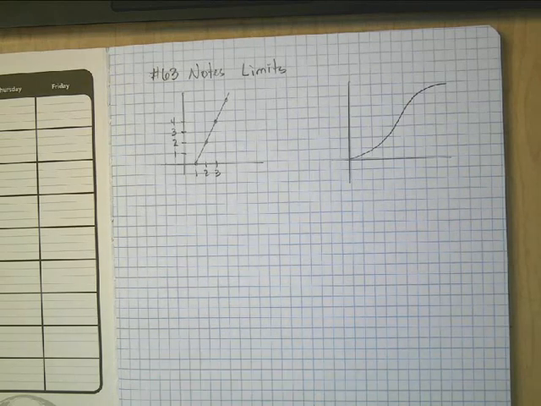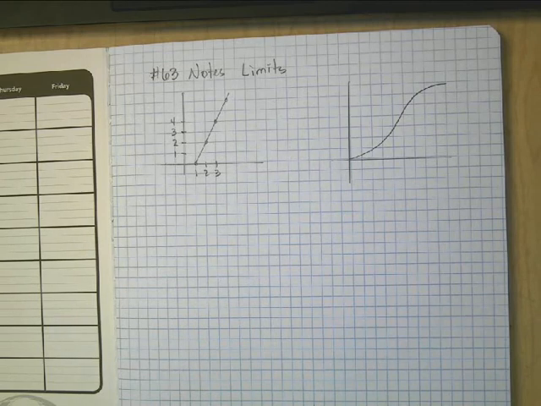Okay, so today we are going to be talking about limits. Limits is when you are finding the value of a function as it approaches a given x value. So why do we need to know this? The reason why we need to know this is we need to be able to figure out how fast something is going at a particular time.